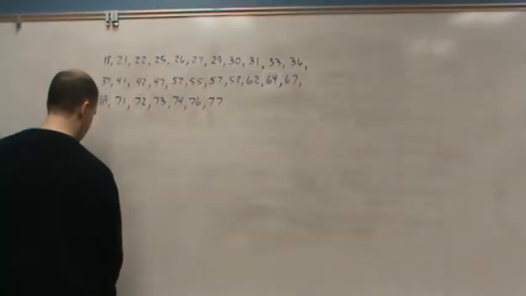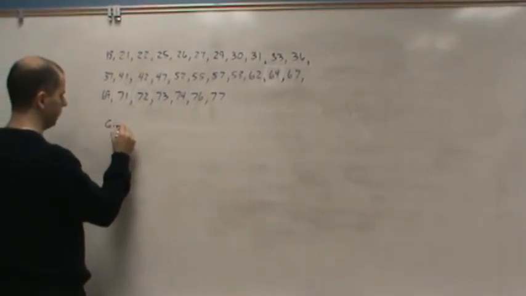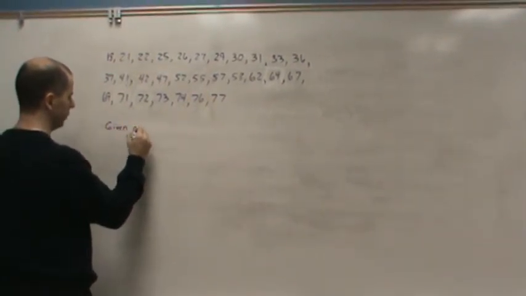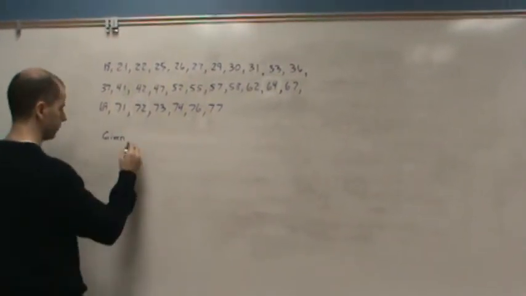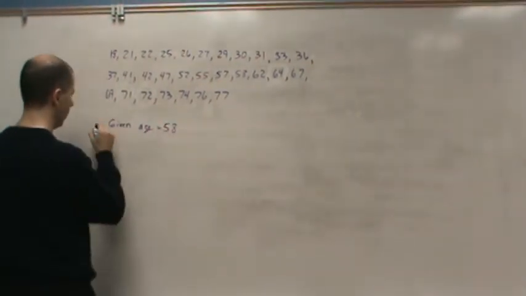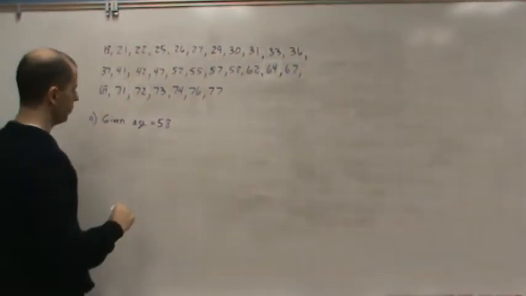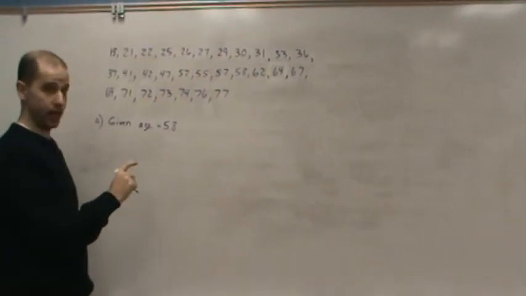Okay, so I have 58. So here's the given number, right? The given value, the given age, 58. Okay. So now, given this age, we're going to calculate the percentile that this age represents.